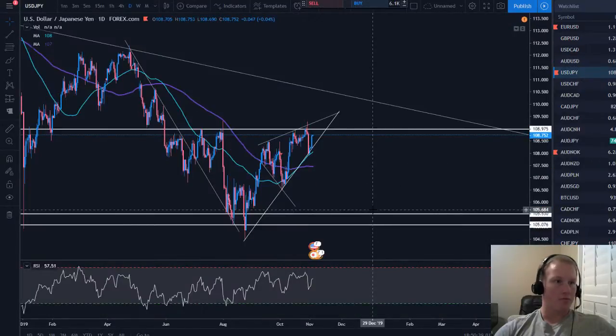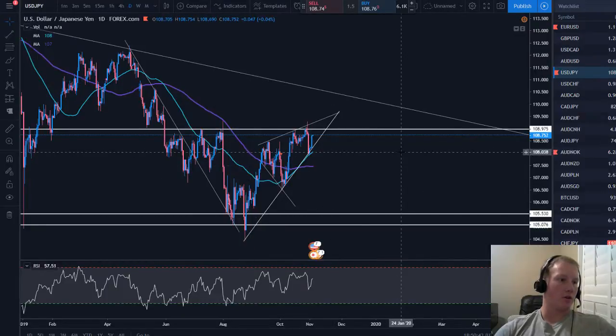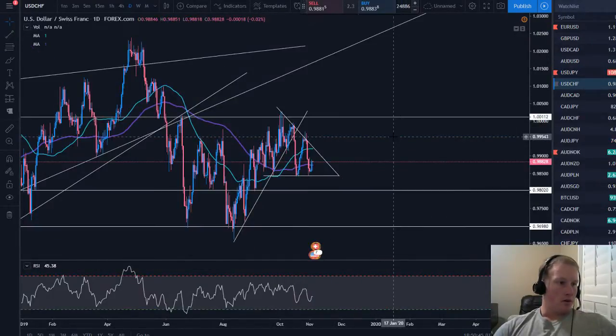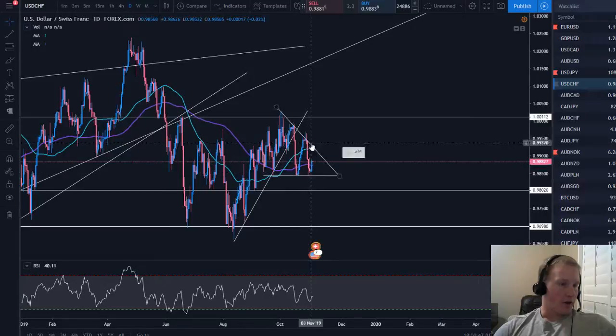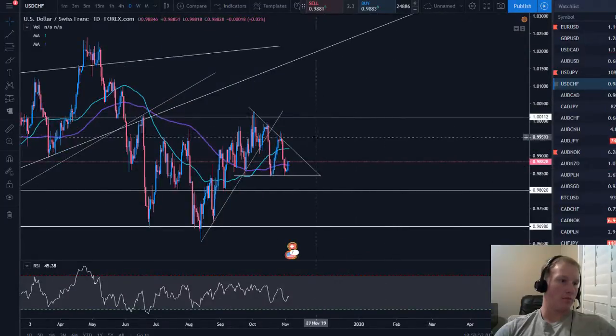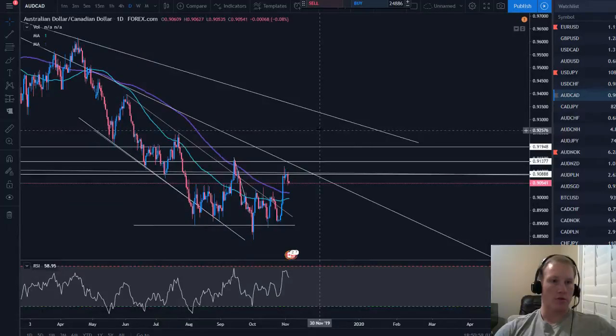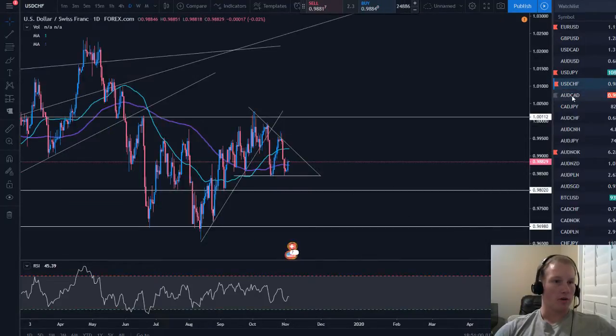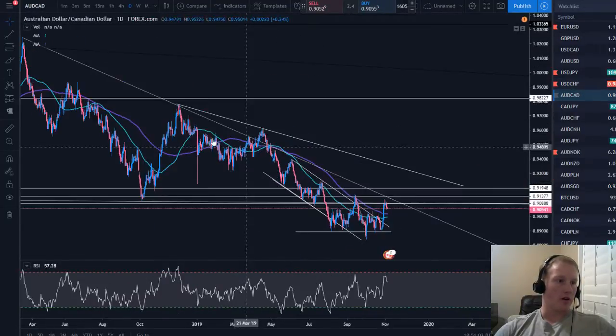Alright. US dollar, Japanese yen is wedging. US dollar, Swiss franc, we kind of have a descending triangle forming here on a lower time frame. It's more obvious, so that's something to keep our eyes on. Maybe we can catch a short on another touch of this trend line. We'll see. We'll mark it actually. Australian dollar, Canadian dollar.